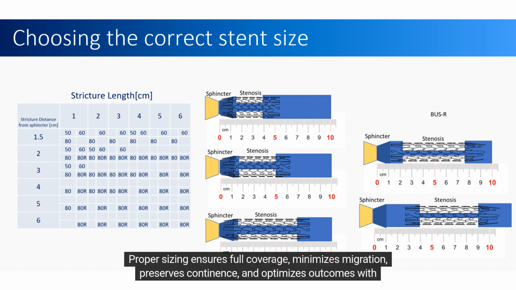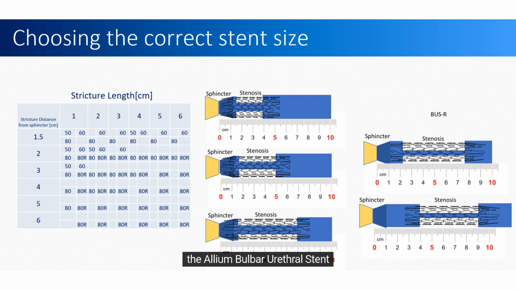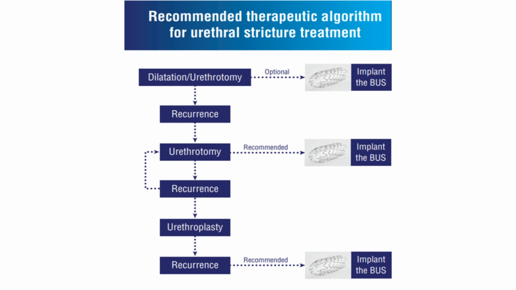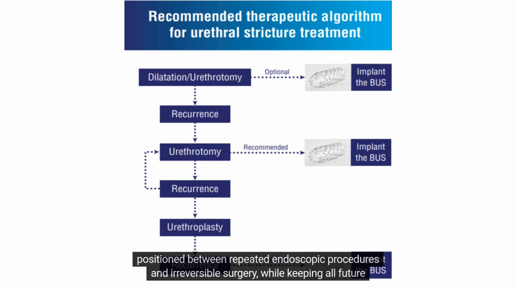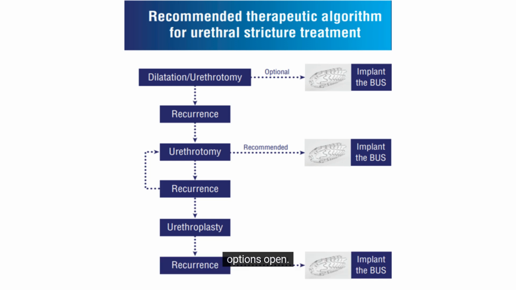Proper sizing ensures full coverage, minimizes migration, preserves continence, and optimizes outcomes with the Allium bulbar urethral stent. This treatment algorithm highlights the role of the Allium BUS as a reversible, minimally invasive treatment, positioned between repeated endoscopic procedures and irreversible surgery while keeping all future options open.